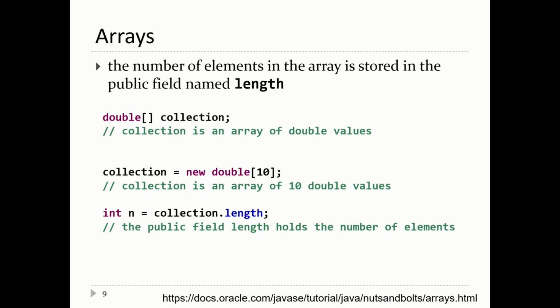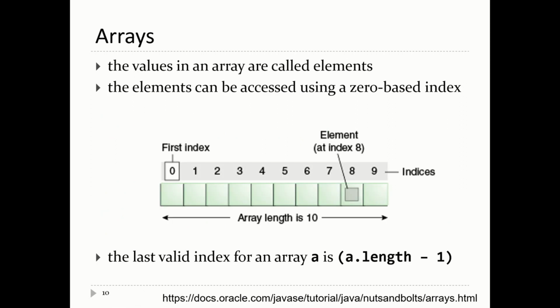You can't assign to collection.length. I can't write collection.length equals 5. That won't work. The compiler will complain. But the length of the array is always known to the array, so that's nice. Just like in C, you access the array elements using a zero-based index. So first element over here, that's index 0. Second element's 1. Last element in this case is 9. Array length is 10, so the last valid index is 9. So the last valid index for an array is always the length of the array minus 1. First valid index is always 0.